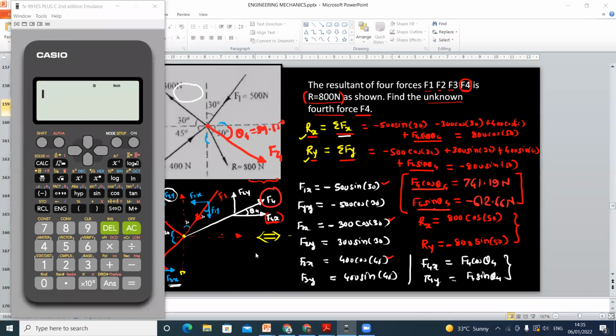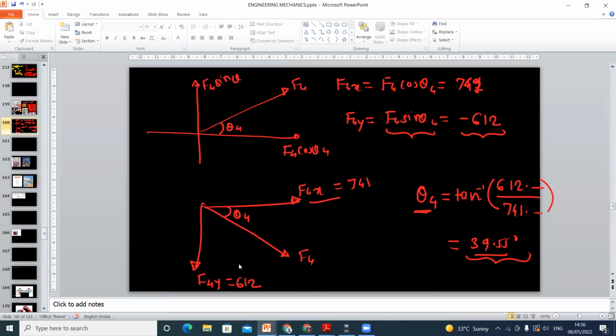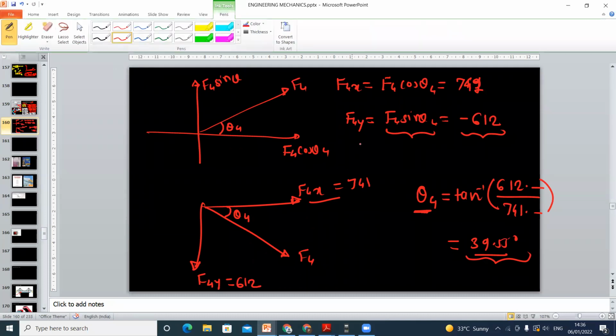In the previous session, we saw this problem where three forces are given, F1, F2, F3. One force was unknown, which was F4, and the resultant was given as 800 Newton. From this given information, we calculated the unknown fourth force, F4. So this is the X component of that force, and this is the Y component. From these two components, we can find the net force, which is F4.